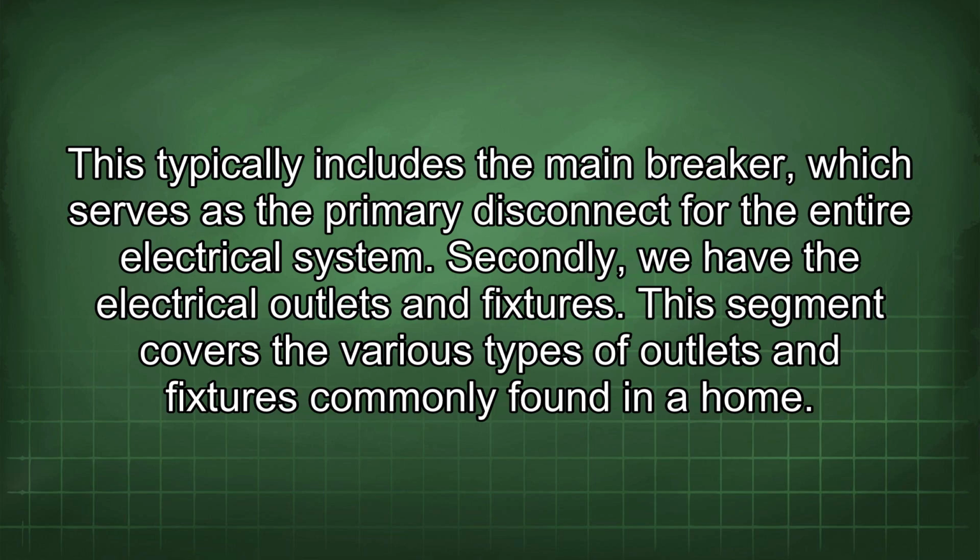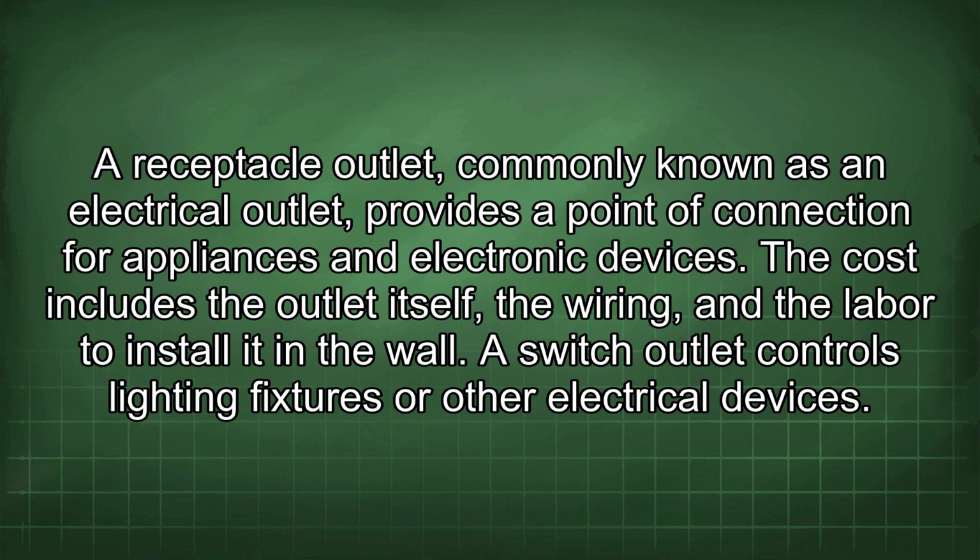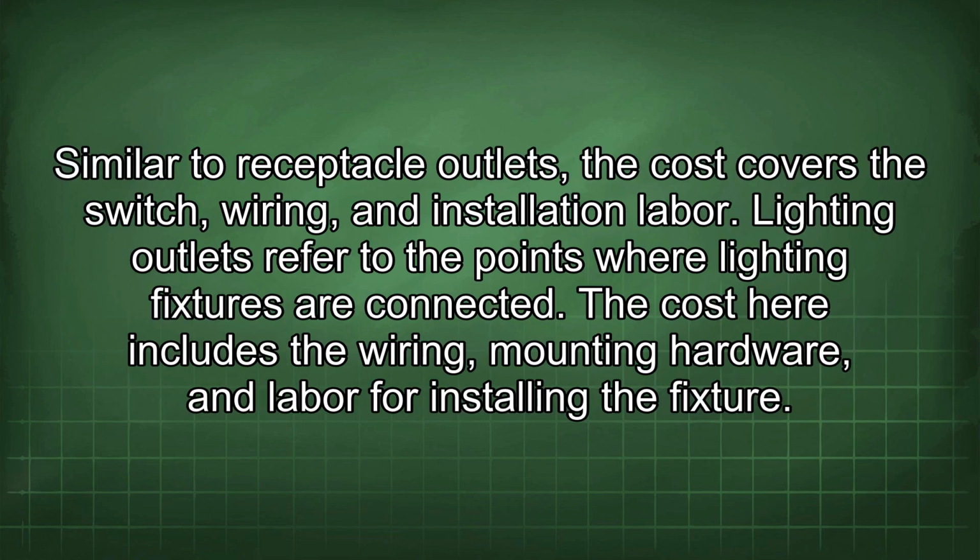Secondly, we have the electrical outlets and fixtures. This segment covers the various types of outlets and fixtures commonly found at a home. A receptacle outlet, commonly known as an electrical outlet, provides a point of connection for appliances and electronic devices. The cost includes the outlet itself, the wiring, and the labor to install it in the wall. A switch outlet controls lighting fixtures or other electrical devices. Similar to receptacle outlets, the cost covers the switch, wiring, and installation labor.